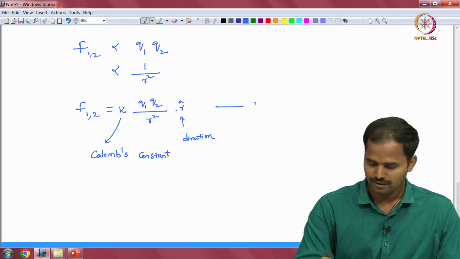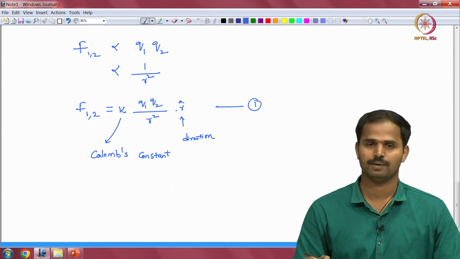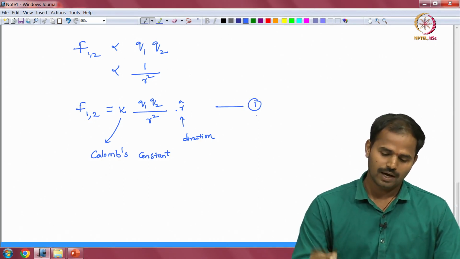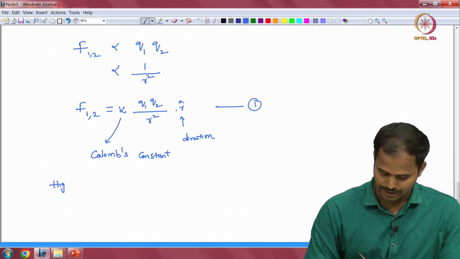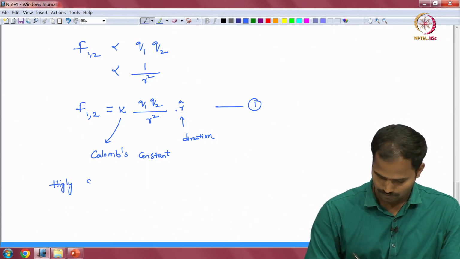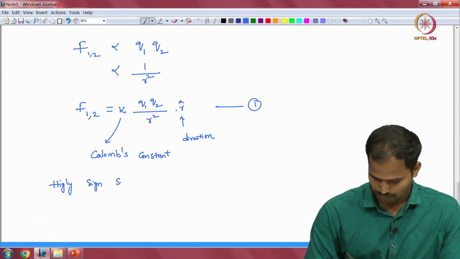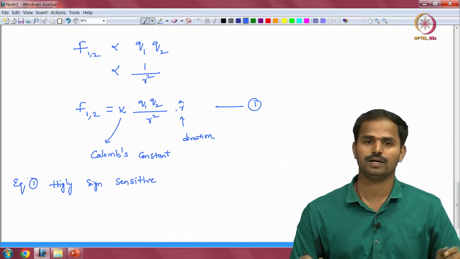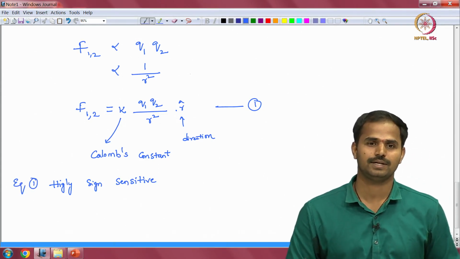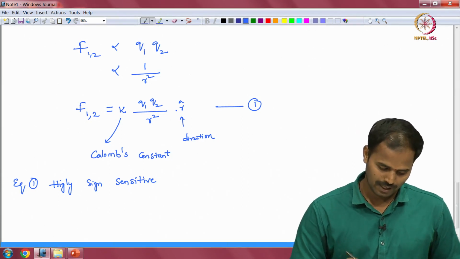And this equation I am representing as equation 1, and this equation is highly sign sensitive. Equation 1 is highly sign sensitive. How will it be?